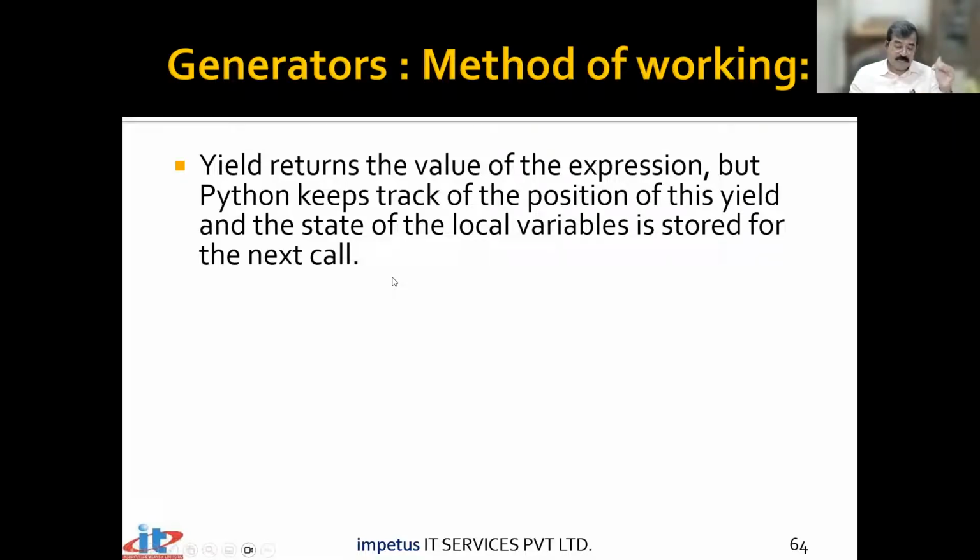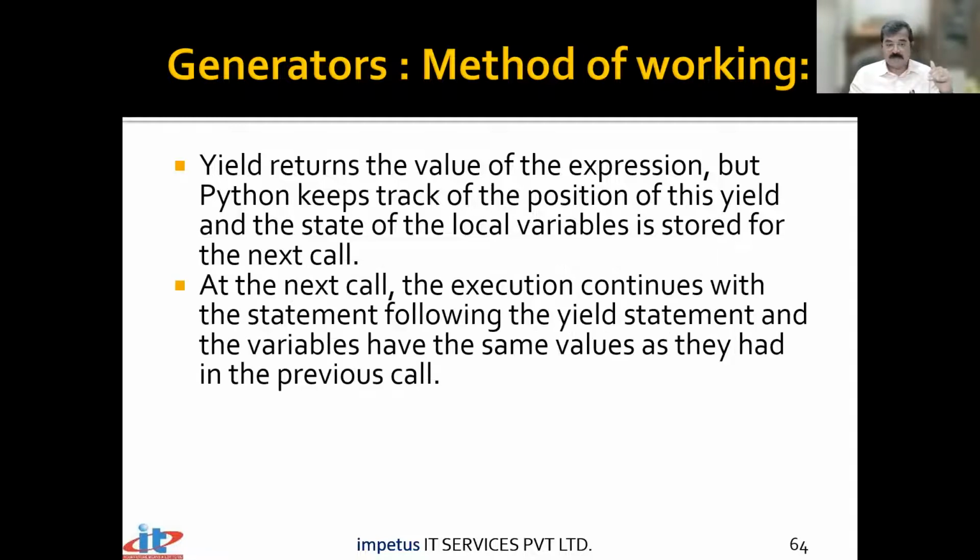Return means I yield from line number 12. It will remember that's the line from where I had yielded last. So the next call to the next method will take you to line number 12 from where it yielded last. It will not start from the beginning. At the next call, the execution continues with the statement following the yield statement, and the variables have the same value as they had in the previous call. That is what I mean by retaining the state of the function.